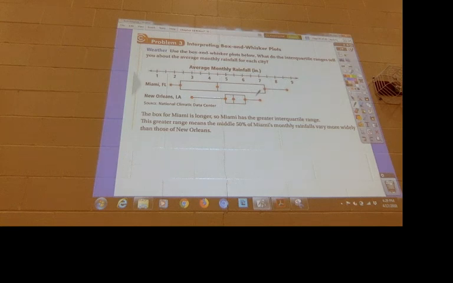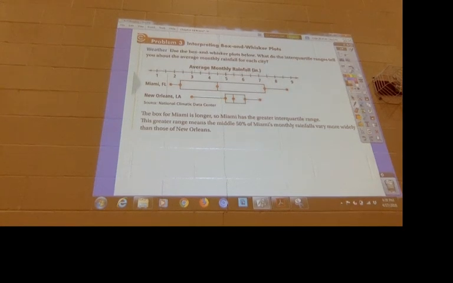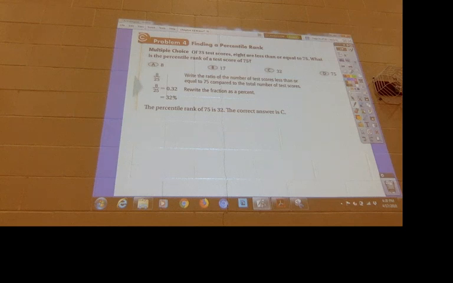There's more rain in Miami. No, there's not. There's a lot more in New Orleans. New Orleans is more consistently falling between how much? Between 5 and 6 inches. Whereas if I'm living in Miami, am I going to be able to tell approximately how many inches? Yes, but it's a wide spread. So I know chances are it's going to fall between like 2.5 and 7. So New Orleans is more consistent. I've seen a problem like that on that test. Should be an easy one.